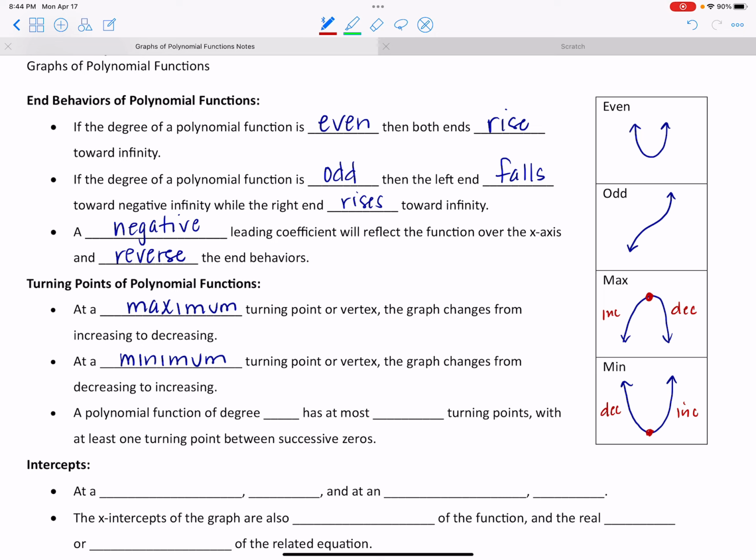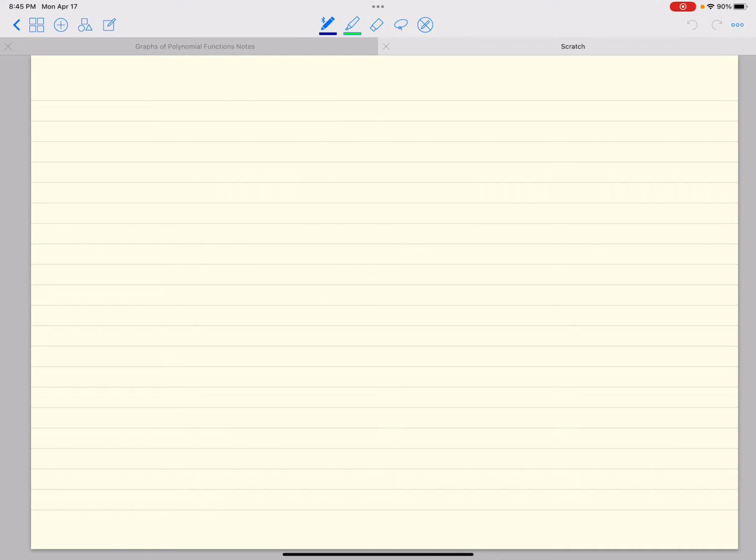Now, you may or may not have learned this in college algebra, but there is a rule pertaining to the number of turning points that can exist in our polynomial function. A polynomial function of degree n has at most n minus 1 turning points, and there's got to be at least one turning point between successive zeros. So let me just show you for a second, maybe here.